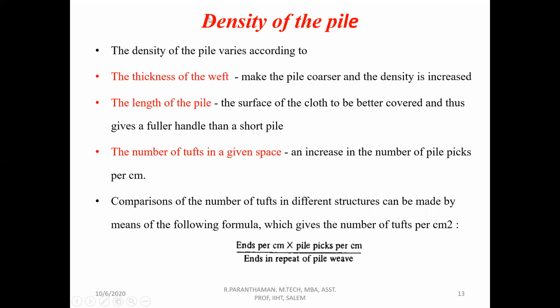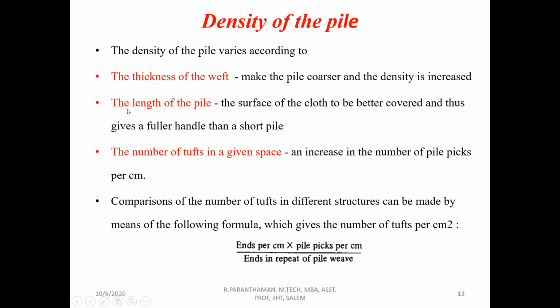Next topic is density of the pile. The density of the pile depends on the thickness of the weft, the length of the pile, and the number of tufts in the given space. So the density depends on three factors. The thickness of the weft makes the pile coarser and then increases the density.